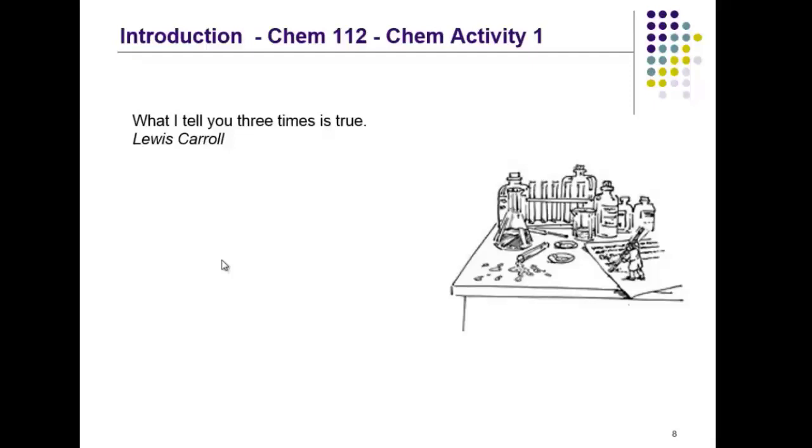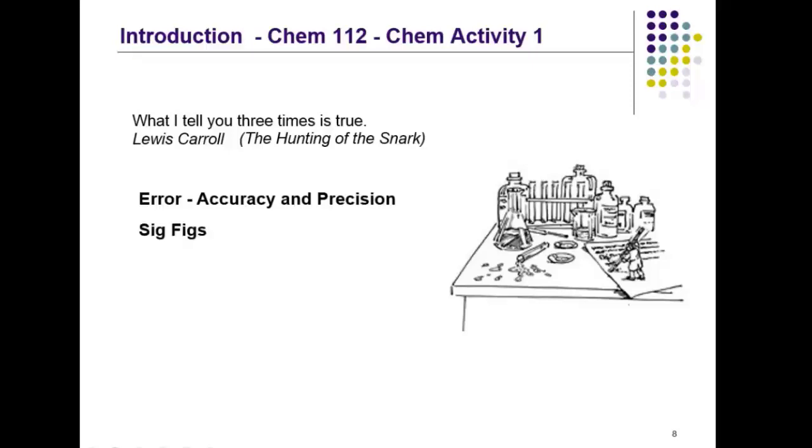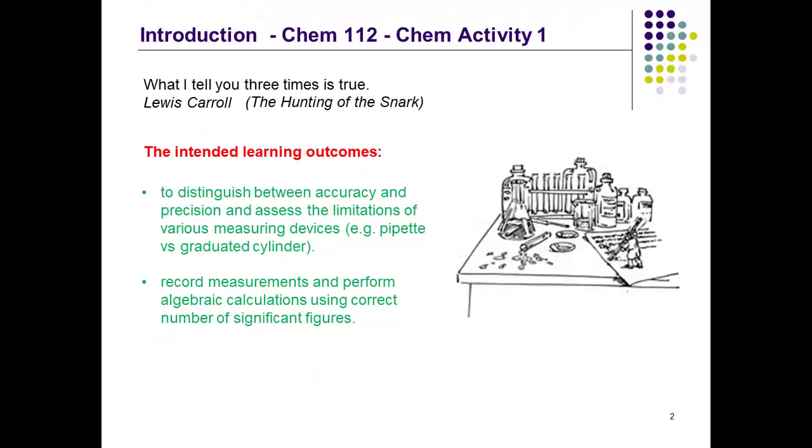Lewis Carroll, of course, is the author of Alice in Wonderland, a famous children's book, but this quote does not come from Alice in Wonderland, but rather from the poem called Hunting of the Snark. In this set of videos, we will explore the concepts of error, accuracy and precision, significant figures, and calculations involving significant figures. The intended learning outcomes are that you will be able to distinguish between accuracy and precision and assess the limitations of various measuring devices, for example, the pipette versus the graduated cylinder. Also that you will be able to record measurements and perform algebraic calculations using the correct number of significant figures.